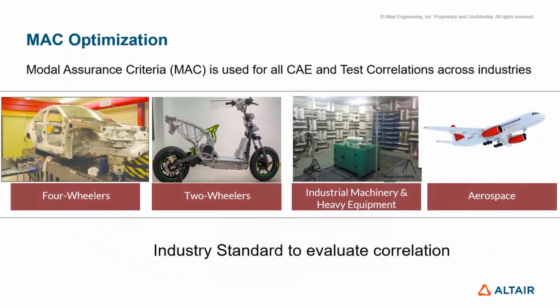Application wise, MAC is used for all CAE and test correlation activities across industries. It is used in four-wheeler, two-wheeler, heavy machinery, aerospace, shipping, everywhere. It can be considered an industry standard to evaluate correlation.